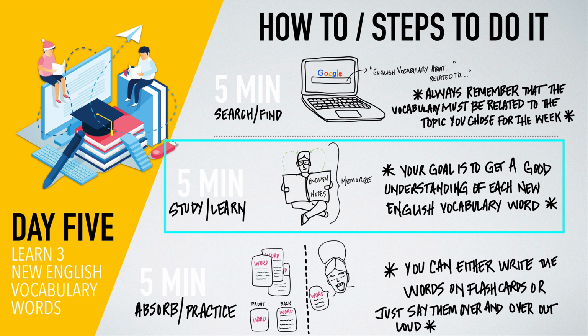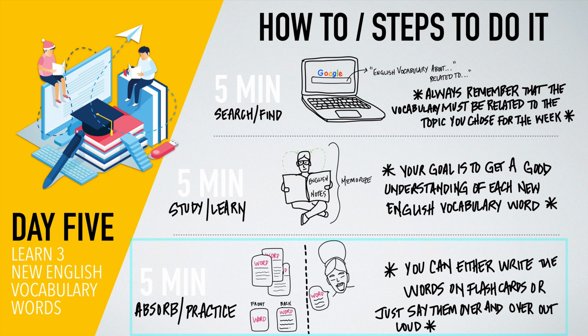Your goal is to get a good understanding of each new vocabulary word. Don't just memorize it, but think about it. Memorize it and think about what you're learning, okay? And then for the last 5-minute period, you're going to absorb and practice. You do this again by either using flashcards or saying them over and over to yourself out loud. Or if you have another method of learning, you can also do that, okay?